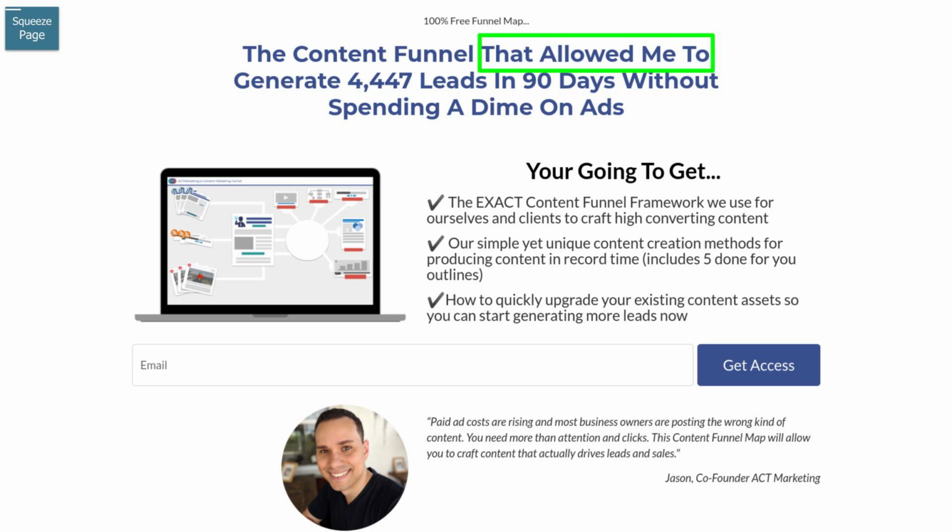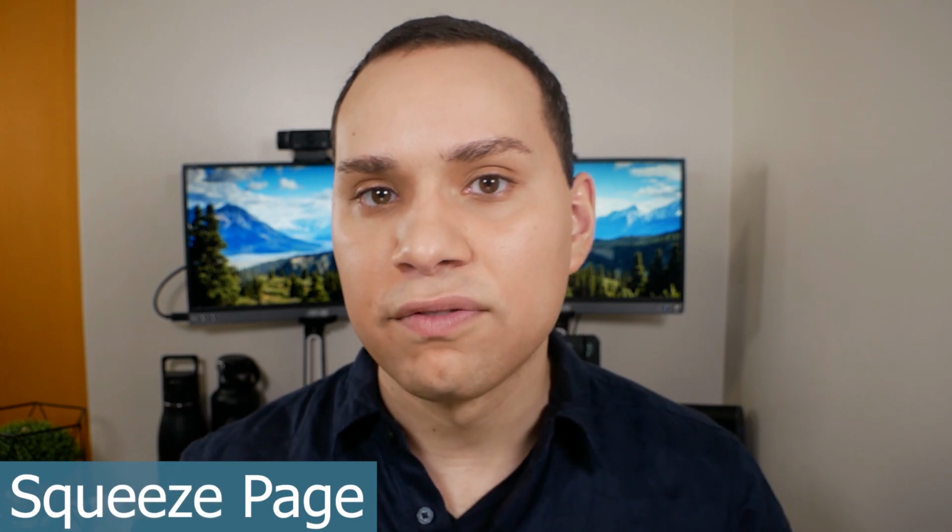But in this particular example, we have the content funnel that allowed me to, so we're about to talk about the result that our ideal customer would want that we've already achieved, generate 4,447 leads in 90 days. And then we're using the without to remove the hard part or the pain point that most people think they have to go through in order to get that result, spending money on ads. So that's all there is to it, to putting together a high converting squeeze page.